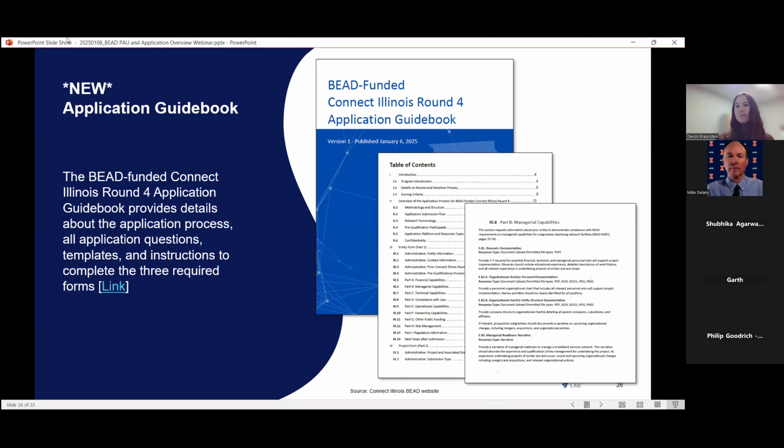So it's online. This is a couple of screenshots from it. The table of contents is a helpful guide, and then you can see just a snapshot of one page. This is from the entity form on managerial capabilities. So showing, just for example here, we'll look for resumes from your team, org charts, and an explanation of how your organization is managerial ready to implement a program like this.